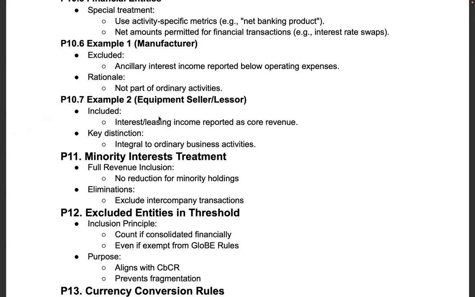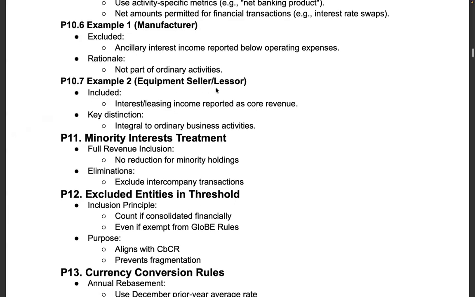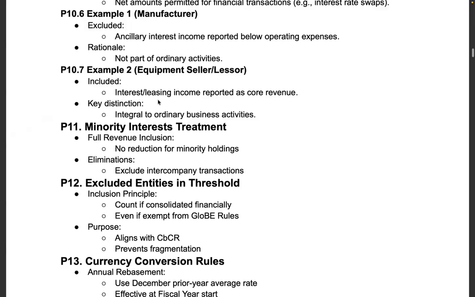There is another example reported under paragraph 10.7 for an equipment seller or a lessor. Included interest or leasing income reported as core revenue. Interest or leasing income, naturally, is reported as core revenue because it is the very business of a lessor. They earn interest through lending.